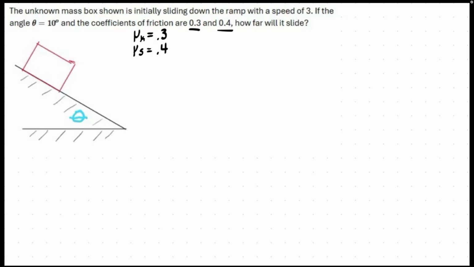coefficient. Let's label that this is 10 degrees, just so we remember. And then our box is moving down the slope here at a speed of 3, so our velocity here is 3. So that's all we have so far, right? And it's at this point that we've got to realize if we're going to need a free body diagram to solve this problem. All right, so let's see.